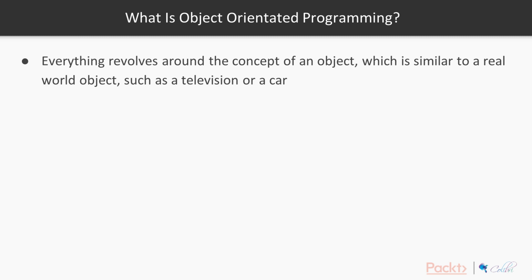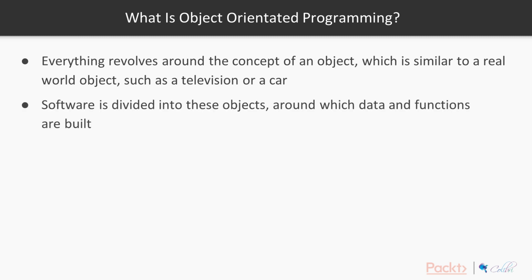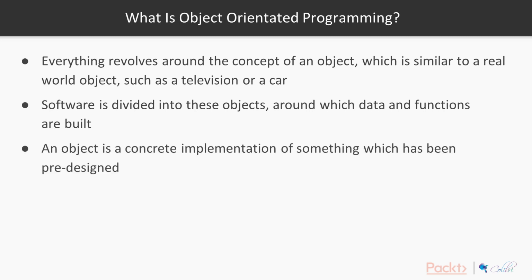And this is a really, really key thing to keep in your mind. An object is your actual television, not television as a concept. That's something else called a class. But an object is the actual realization of a design of something. So software is divided into these objects around which the data and functions are also built. An object is a concrete implementation of something which has been pre-designed.